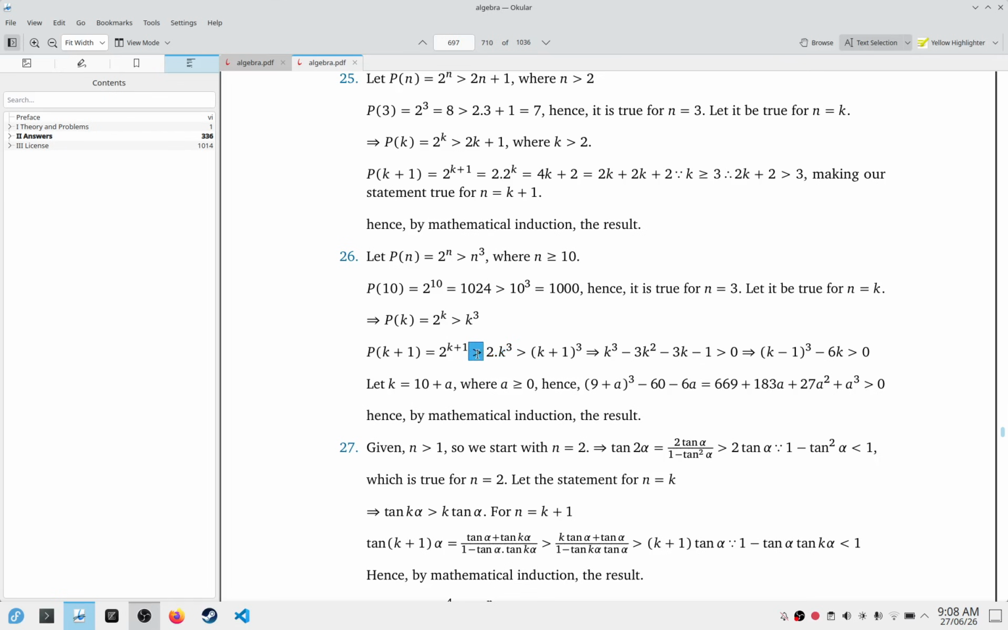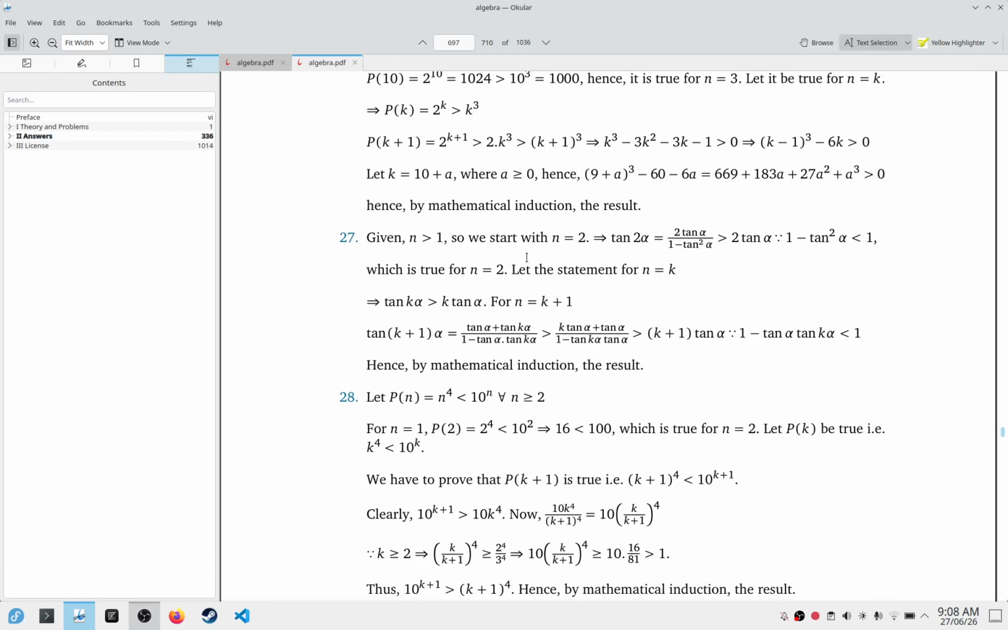This should be greater than or equal to, this is not simply greater than. So we expand, we bring everything to one side, so we get k cube minus 3k square minus 3k minus 1 greater than 0. That is k minus 1 whole cube minus 6k greater than 0. Let k is equal to 10 plus a, where a is greater than or equal to 0. So it becomes 9 plus a whole cube minus 60 minus 6a, which is equal to 669 plus 183a plus 27a square plus a cube, which is greater than 0. And hence by mathematical induction, we have the result.